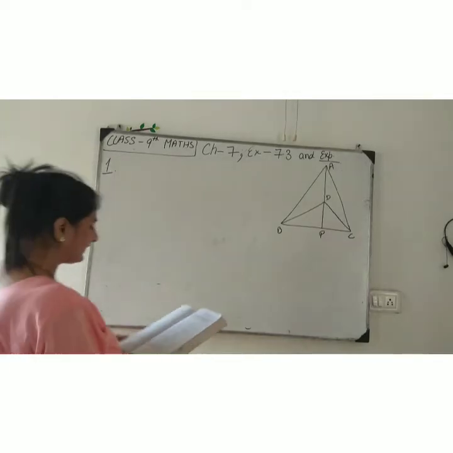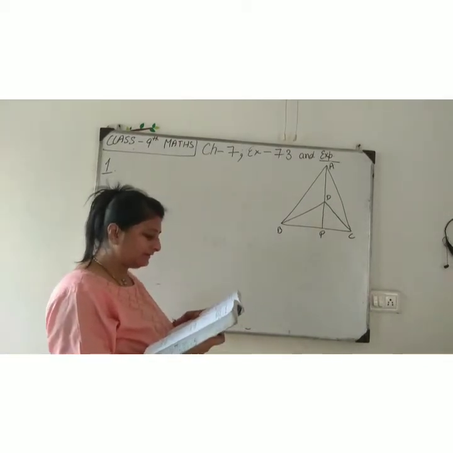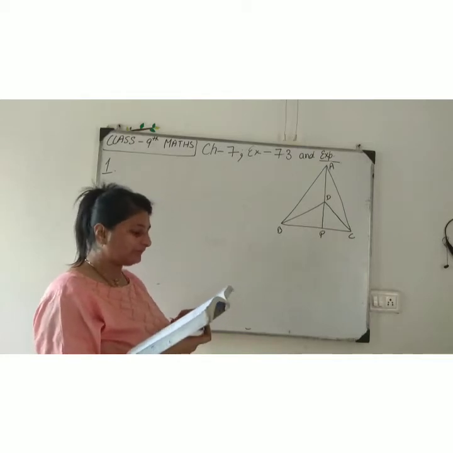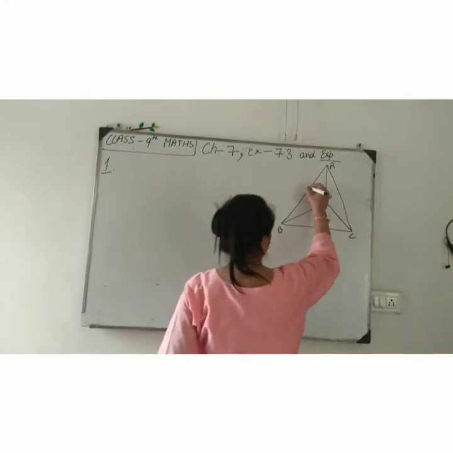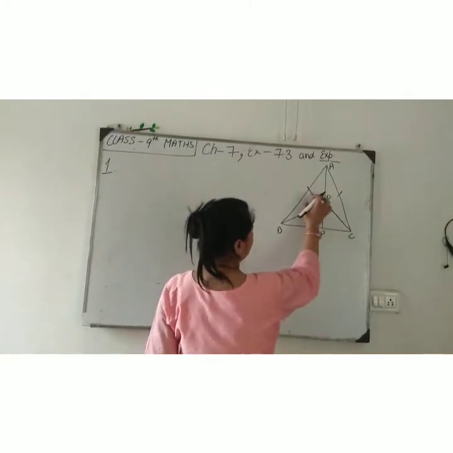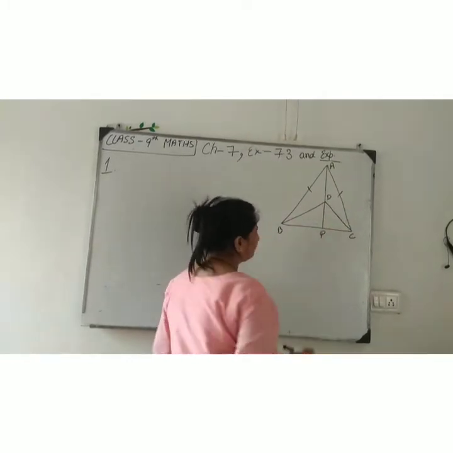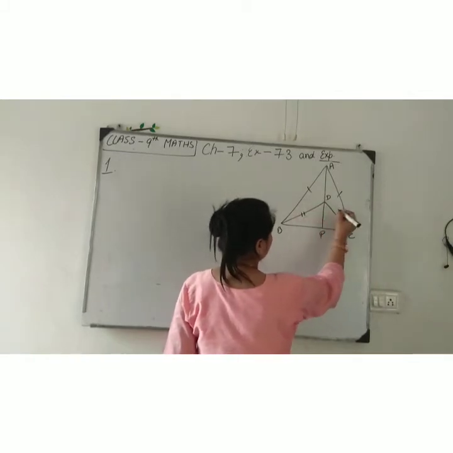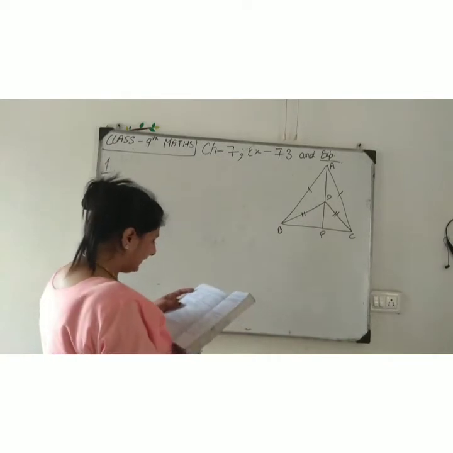Now, start exercise 7.3, question number 1. Triangle ABC and triangle DBC are two isosceles triangles on the same base BC. It means if triangle ABC is isosceles, AB equals AC and angle B equals angle C. BDC is also an isosceles triangle, it means BD equals DC.